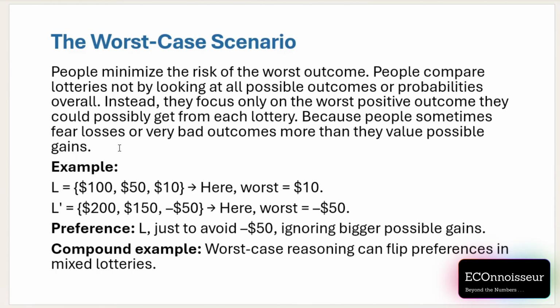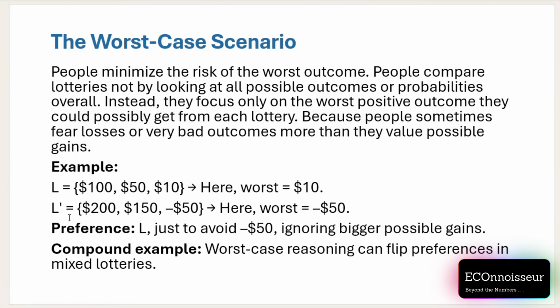If we see an example, again, two lotteries, lottery L and lottery L prime. Lottery L shows the lowest or the worst possibility, which is 10%, $10, and lottery L prime shows the worst possibility, that is minus $50. That means $50 will be the amount of loss in the lottery L prime.